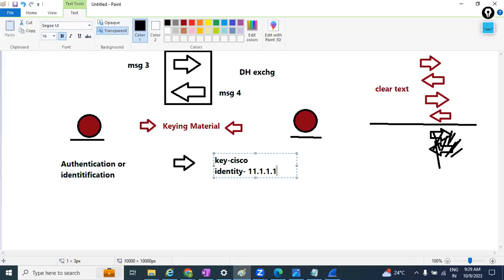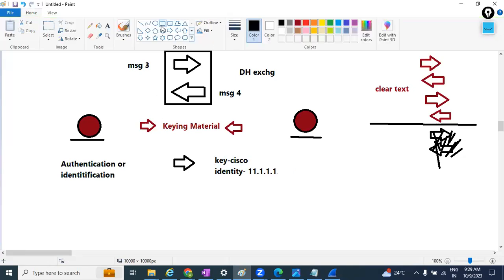Identity is always unique. What is your name? Your name is your identity. That is always unique. What is the authentication key? That is Cisco. And who has decided? The network admins. Both the network admins have decided to use the Cisco key. And this information would always be in encrypted format, because we have the keying material and everything. Clear? So this is about the fifth message.